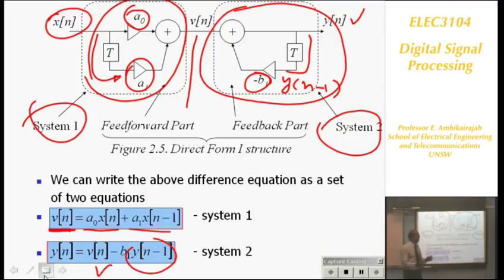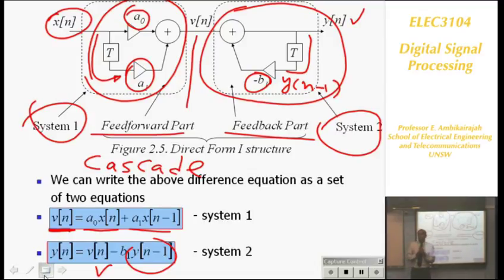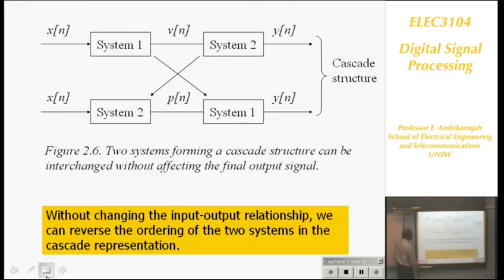Now you must know that these two systems, system 1 and system 2, are in cascade, C-A-S-C-A-D-E. They are one after another in a chain. If you have done systems analysis before, if you've got two systems in cascade, one after another, you can actually switch them without affecting the output. Put this in the front, this in the back. I'm just demonstrating that in the next slide.